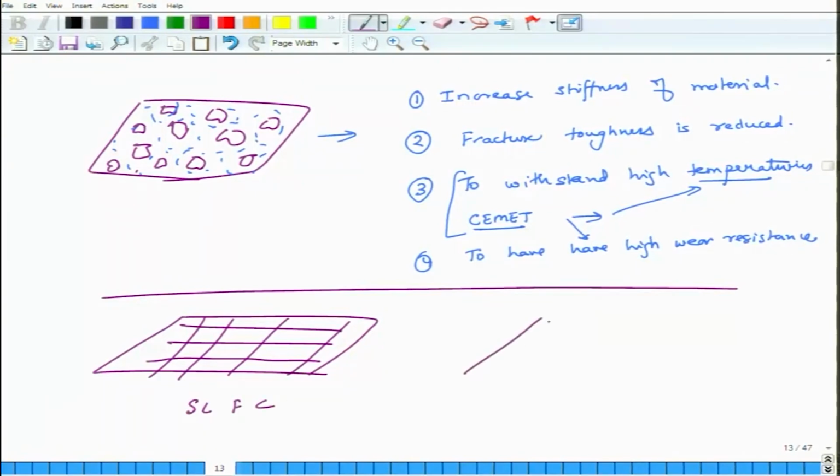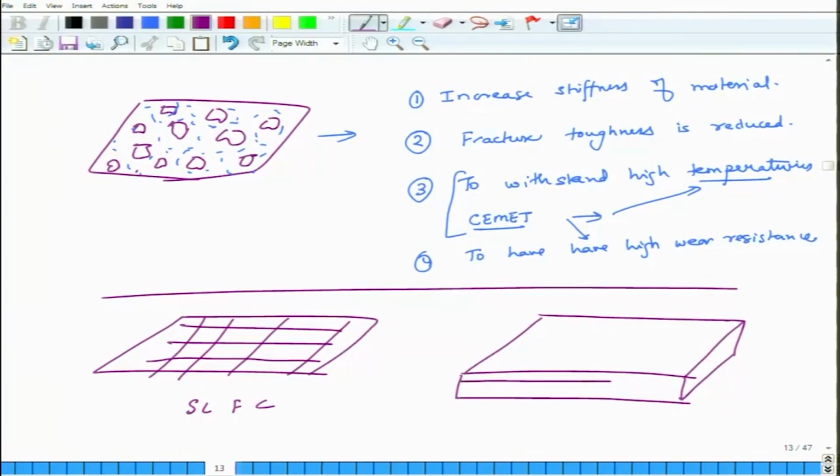but then you can have another composite where there are several layers like these. Okay. And each layer may have a single layer of fibers, but then you can stick them together and that is a multiple layer fibrous composite. Okay. So, this is multiple layer fibrous composite. This is one type of multiple layer fibrous composite.